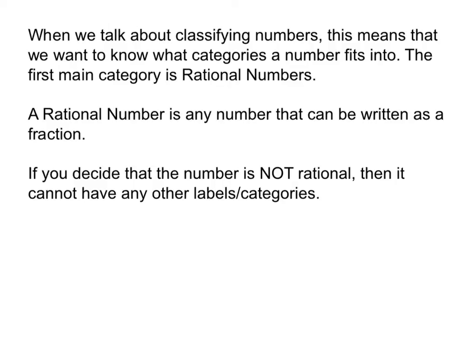The first main category is rational numbers. A rational number is any number that can be written as a fraction. So some examples of rational numbers would be the number 7, because you could write that as a fraction, 7 over 1. Another example would be 2/3, because it's already written as a fraction. How about negative 7.5? That's also a rational number because it can be written as a fraction. So these are all rational numbers.